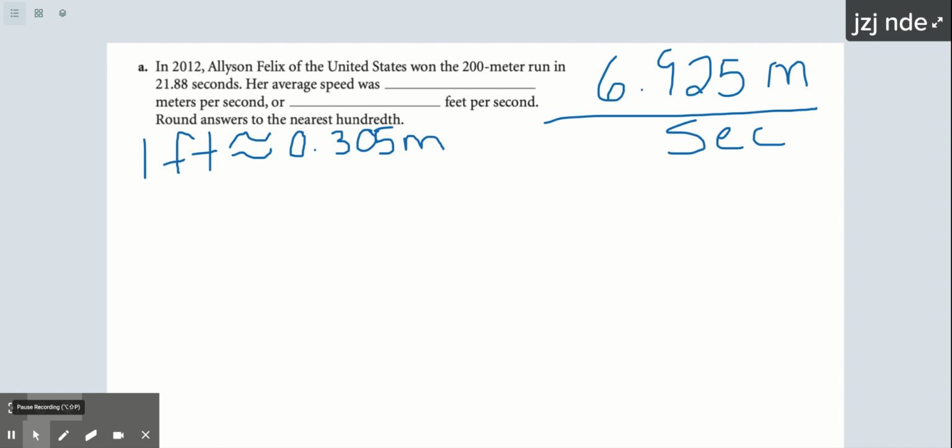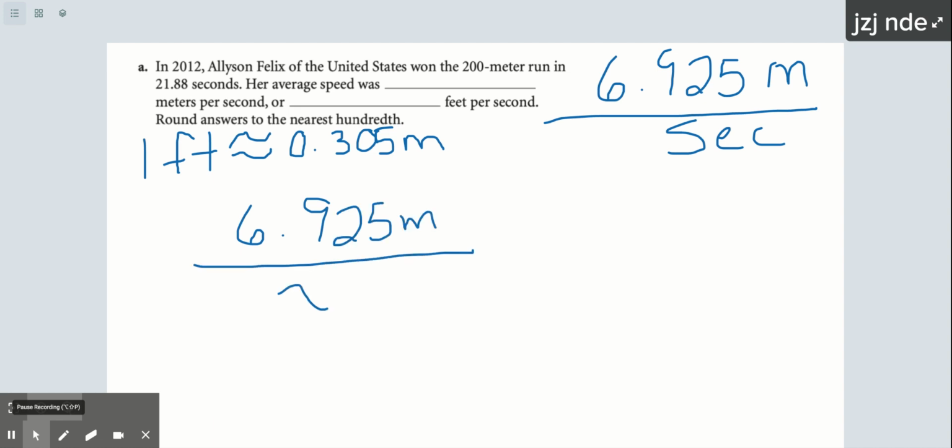Since they're both per second, right? I'm looking at meters per second and feet per second. I just need to change those meters to feet. So when I do that, I would say that I've got 6.925 meters is the same as how many feet?